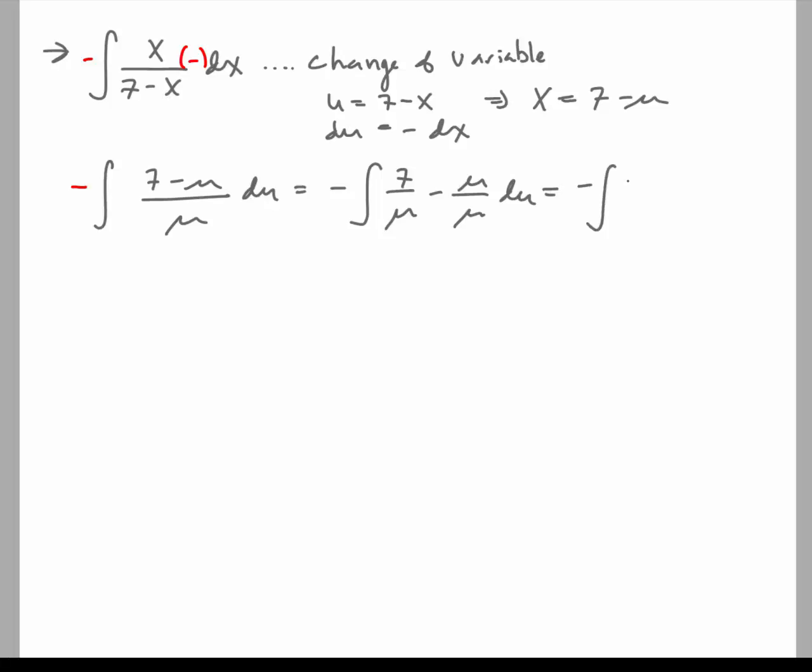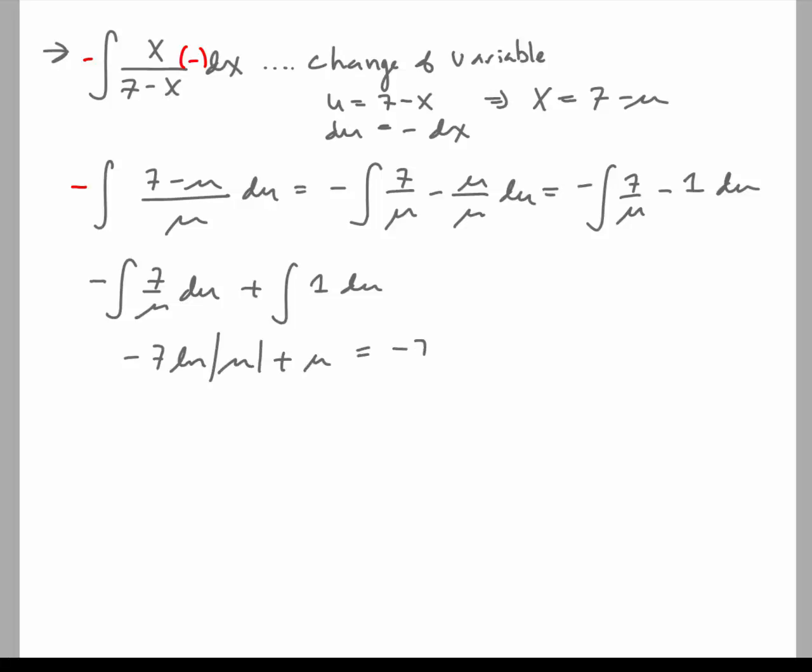So negative sign, 7 over u minus 1. This isn't 0, it cancels to give me a 1 here, du. So negative integral 7 over u du. The negative distributes, so plus integral 1 du. So minus 7 natural log absolute value of u plus u. But u is equal to 7 minus x, and of course u is equal to 7 minus x plus c.